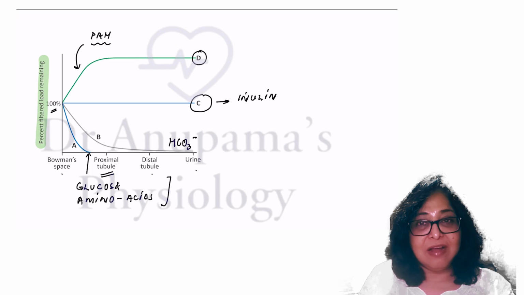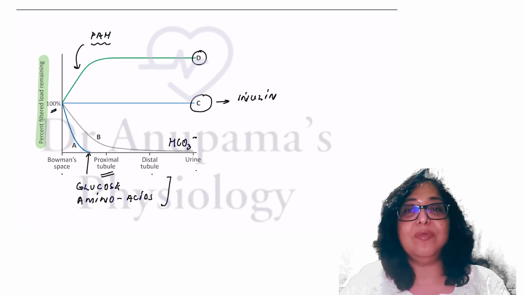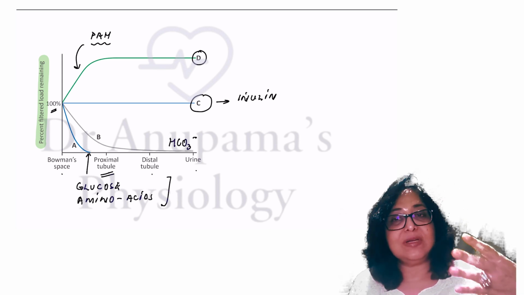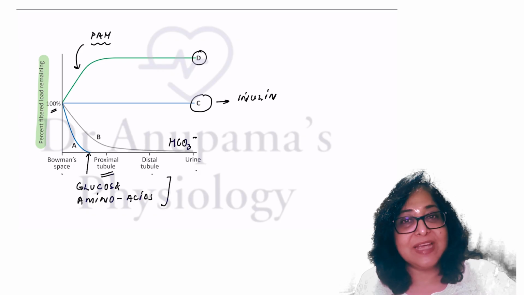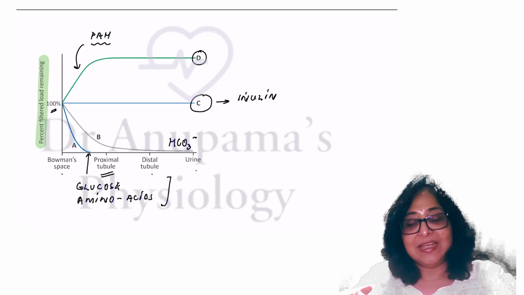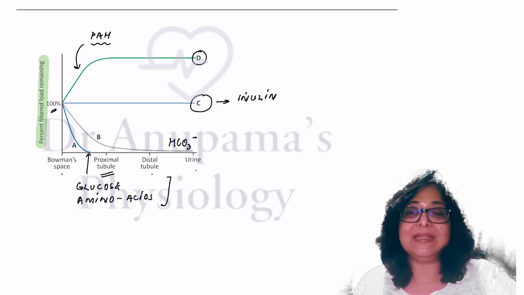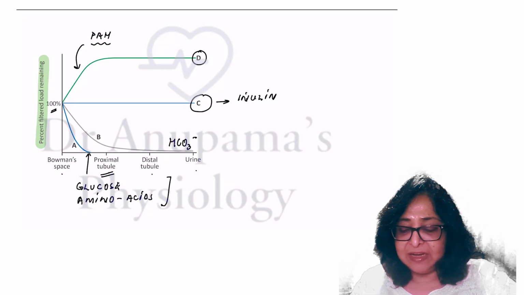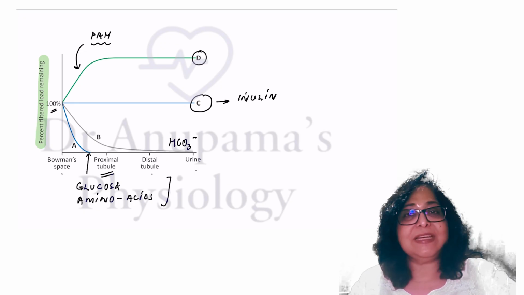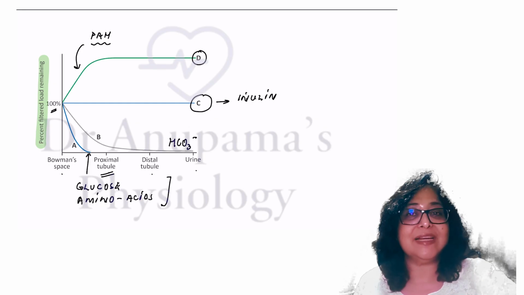So please look at this graph. How are we going to tackle this? Look at the y-axis. It says percentage of filtered load remaining. So he's taken 4 substances, all 4 of which are freely filtered. So they're starting at 100% in the Bowman's capsule. Substance A, before the end of PCT, 0 is remaining. That means it is completely reabsorbed. Glucose, amino acids. Substance B, at the end of PCT, almost 80% has been reabsorbed. Remaining is less than 10-15%. So this is bicarbonate, which is further reabsorbed in the thick ascending limb and the distal tubule.